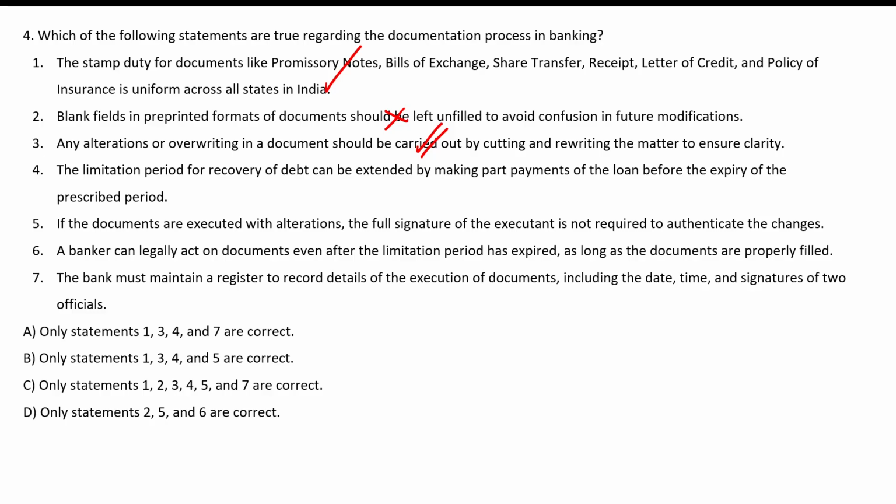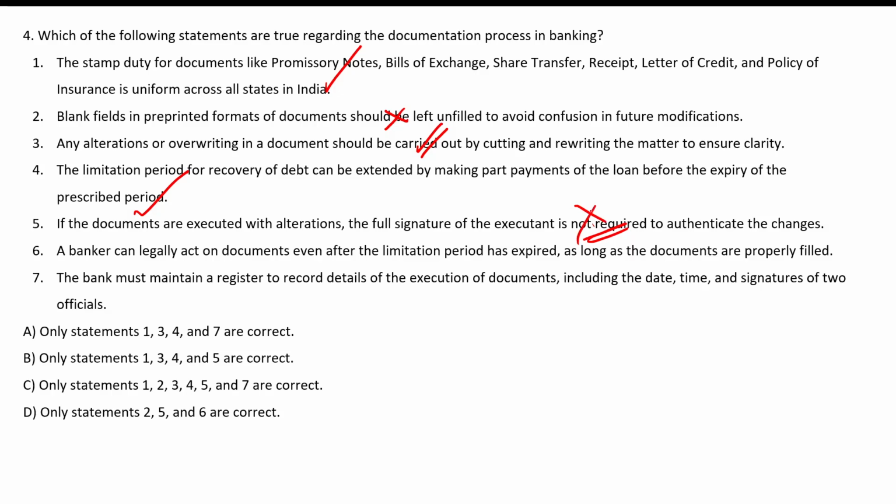The limitation period for recovery of debt can be extended by making part payment of the loan before the expiry of the prescribed period. Yes, this is correct. If the documents are executed without alterations, the full signature of the executant is not required to authenticate the changes. So alterations must be authenticated with full signatures, right? And that's why the full signature is required. So this is not correct.